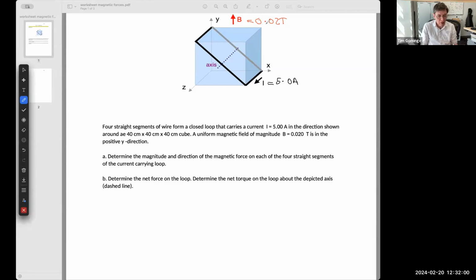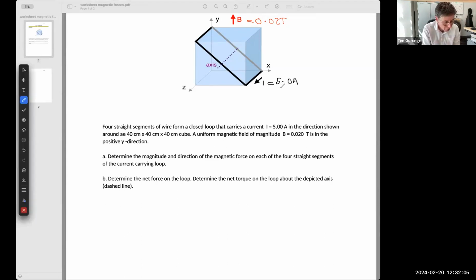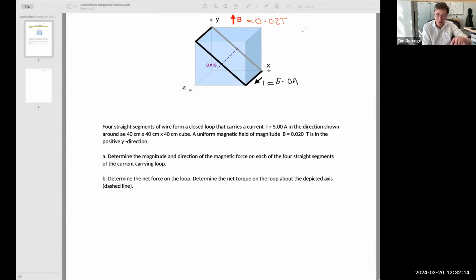Before I do that, I want to add to the diagram. I've already added the current that's flowing in the loop, which is 5 amps. I've added the magnetic field, which is 0.02 Teslas. I want to add some of the dimensions in the problem, specifically the dimensions of the four sides of the rectangular loop.